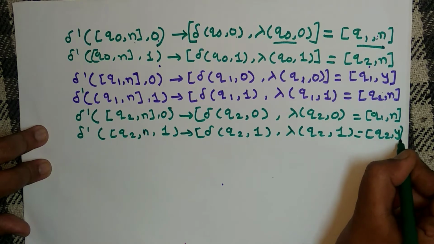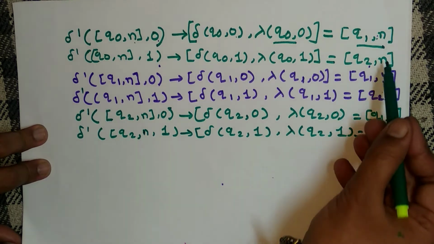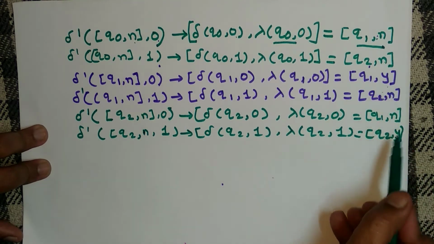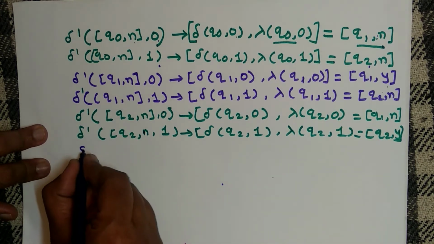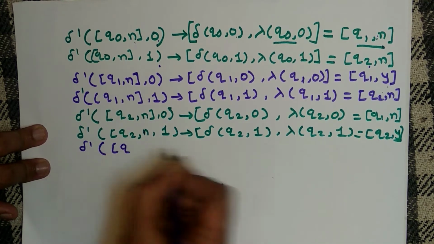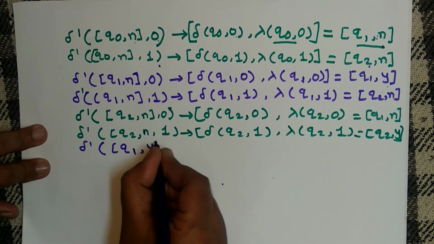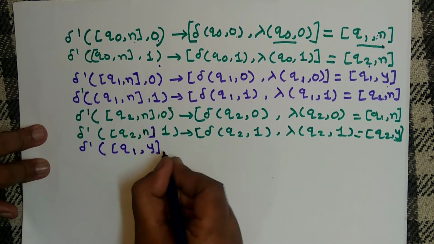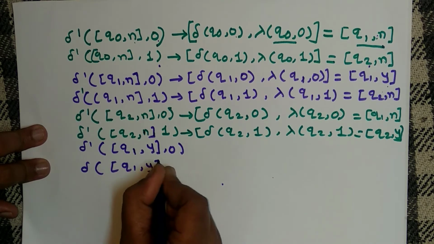So newly added states are, see, Q1n is repeated, Q2n is repeated, Q1y we get, and Q2y. Again do the same procedure for Q1y and Q2y. See, delta dash of Q1y: delta dash Q1y over the 0 and delta dash Q1y over the 1.